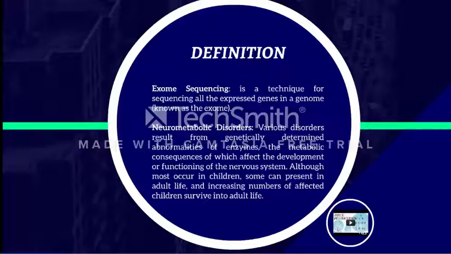The definition of this topic we divided into parts: exome sequencing and neurometabolic disorders. Exome sequencing is a technique for sequencing of the expressed genes in a genome known as exome. And neurometabolic disorders are various disorders that result from genetically determined abnormalities of enzymes, the metabolic sequences of which affect the development or functioning of the nervous system. Although most occur in children, some can present in adult life, and an increasing number of affected children survive into adult life.